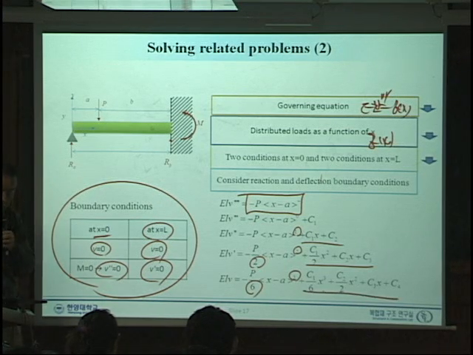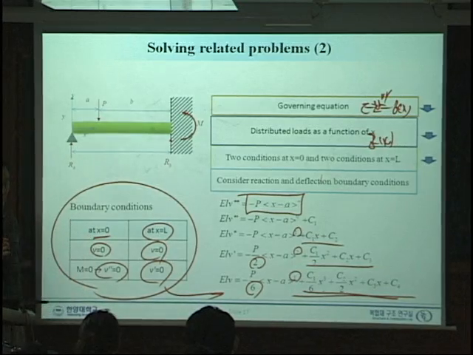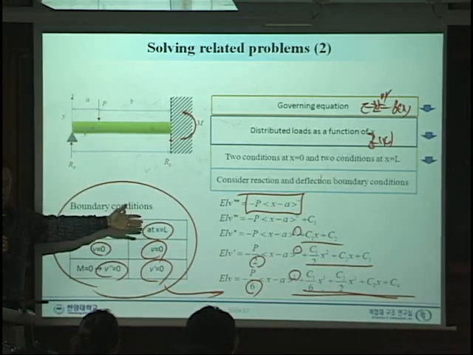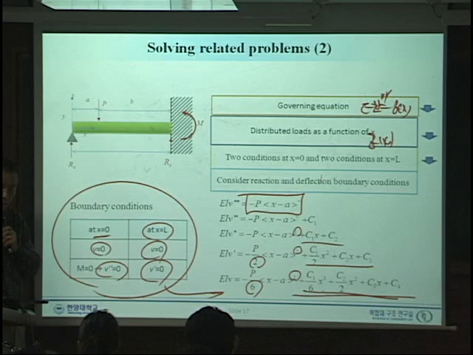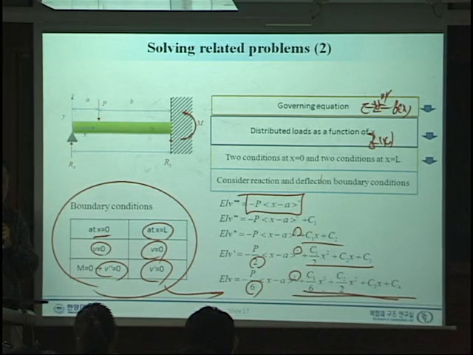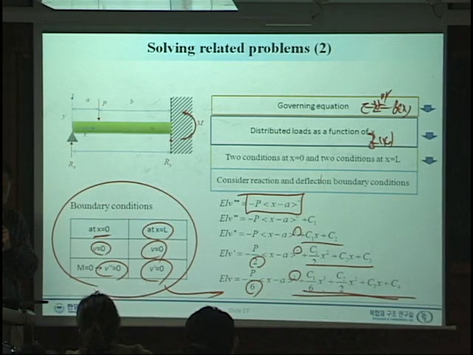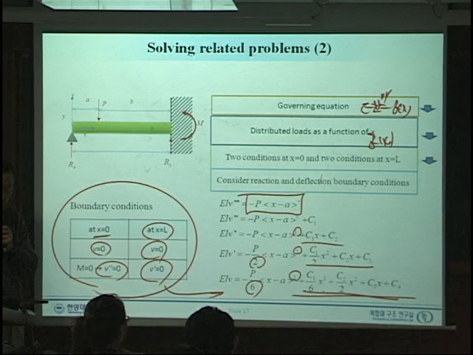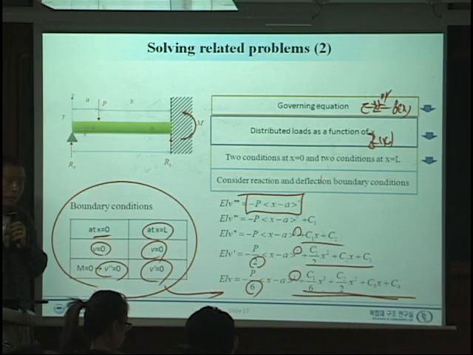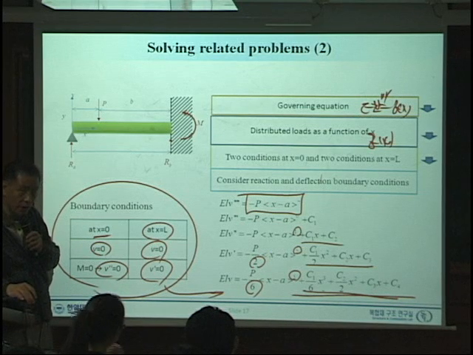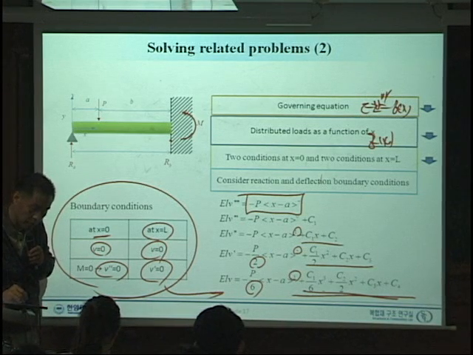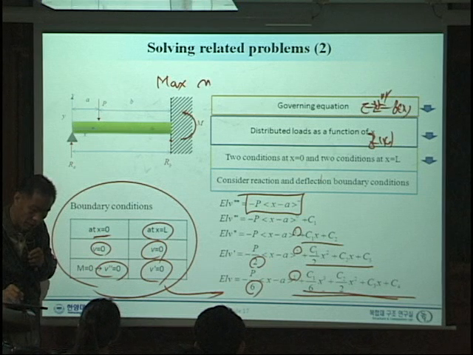And you integrate. How do you get all these C's, C1, 2, 3, 4? You're using these boundary conditions. How many boundary conditions? 4 boundary conditions. How many unknowns? 4. And then you can get all the C's and deflection. Now, let's say you are asked to calculate maximum moment.